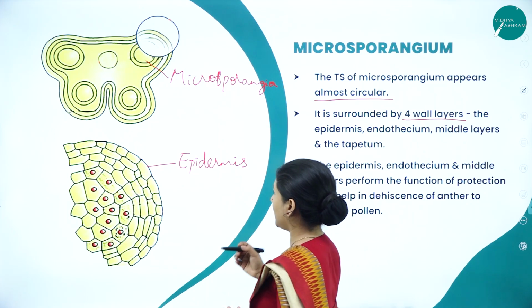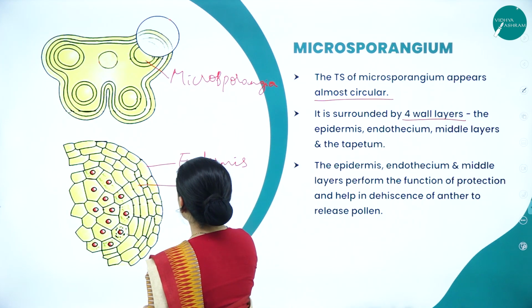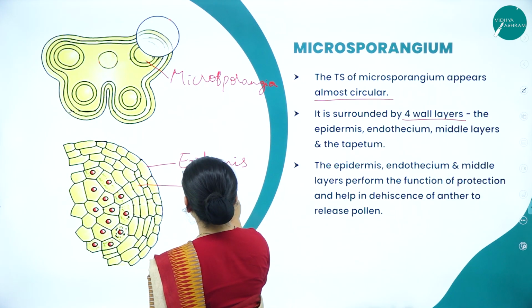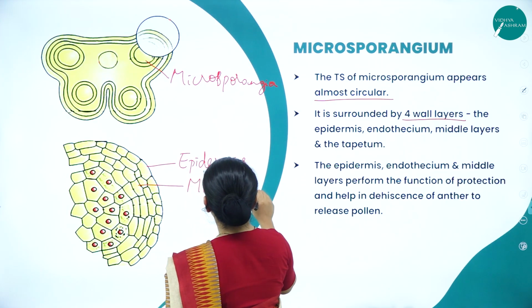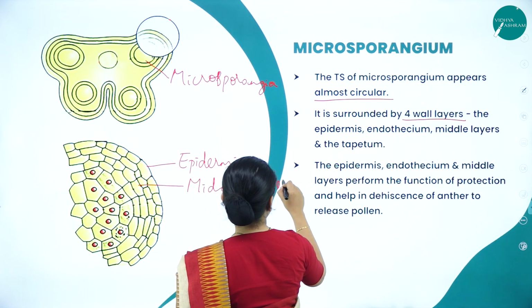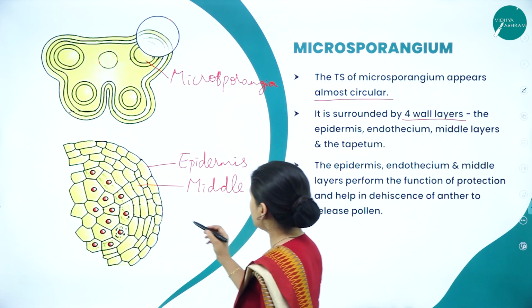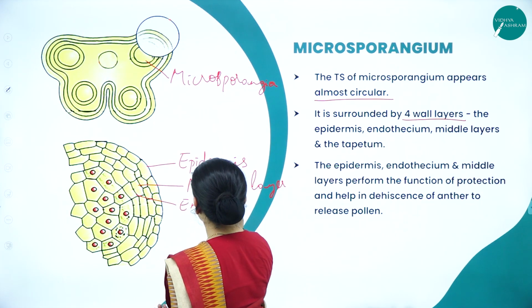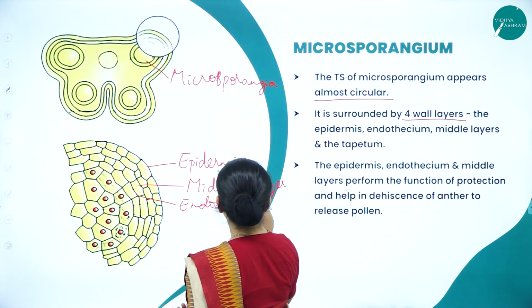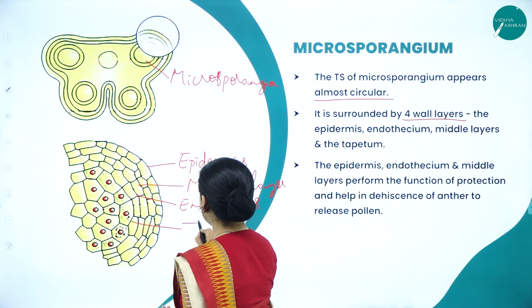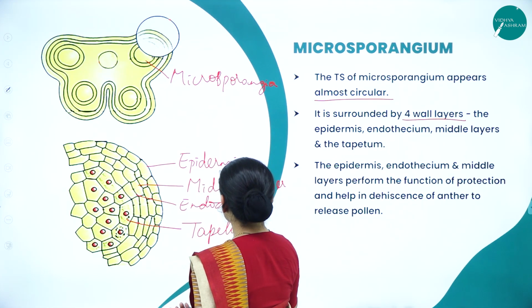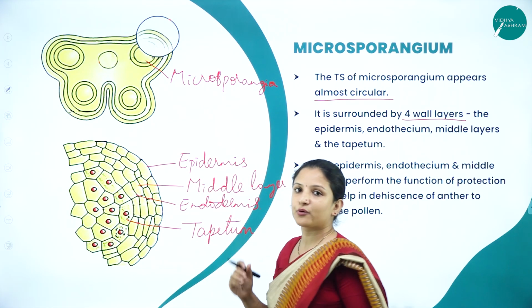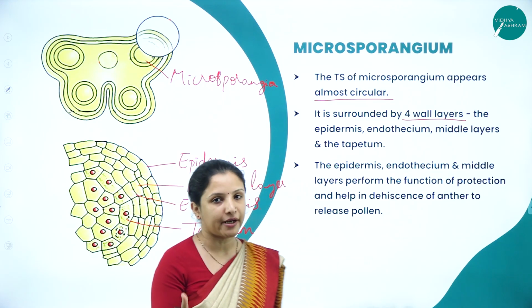So we have the outermost layer, the epidermis, epi meaning outer, derma meaning layer or skin. Then a few middle layers, and then the endothelium, and then comes the tapetum. Tapetum is actually the nutrient layer that provides food to the developing microsporangia.